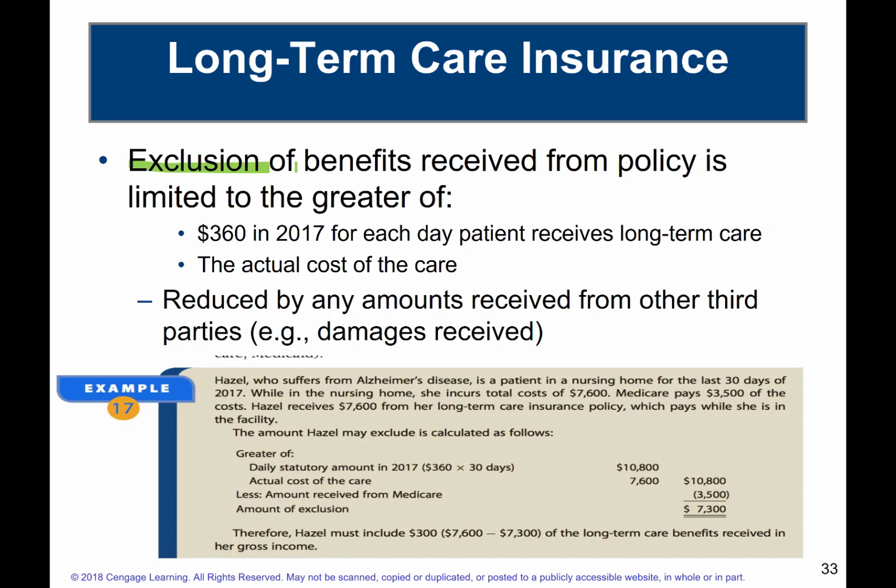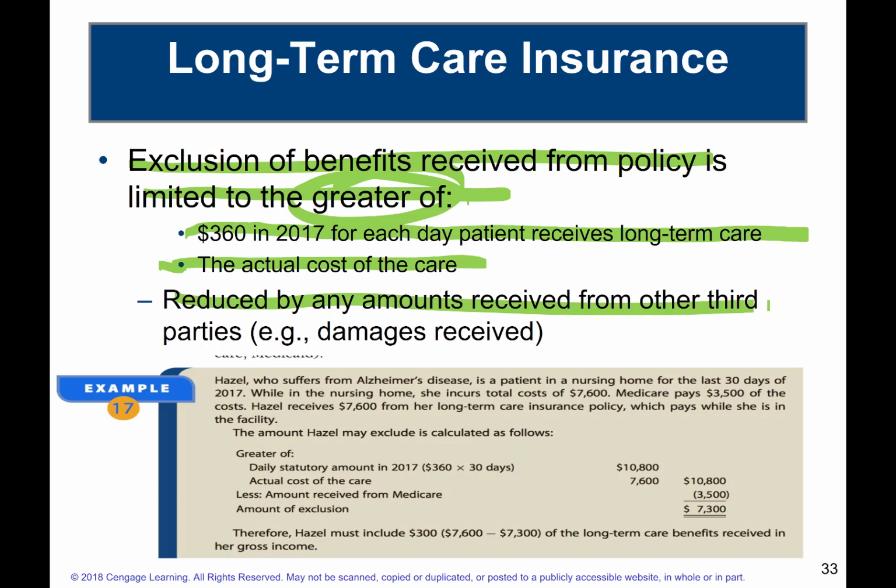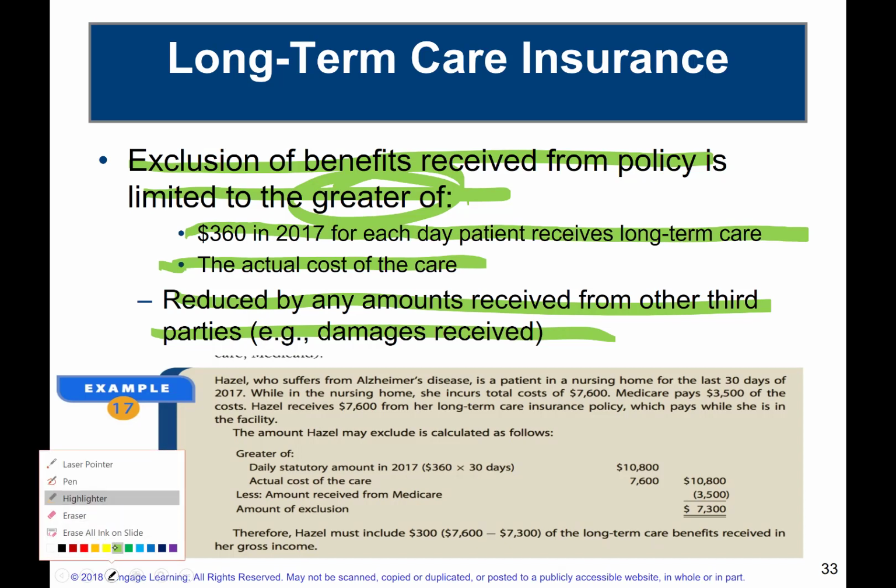with exclusion of benefits received from the policy. It's $360 in 2017 for each day the patient receives patient care or the actual cost of the care, whichever is greater. And then it's reduced by amounts received from other third parties, say damages received. And in this example, we've got Hazel who suffers from Alzheimer's, a patient in a nursing home for the last 30 days of 2017. While in the nursing home, she incurs costs of $7,600. Wow, that's for a month.